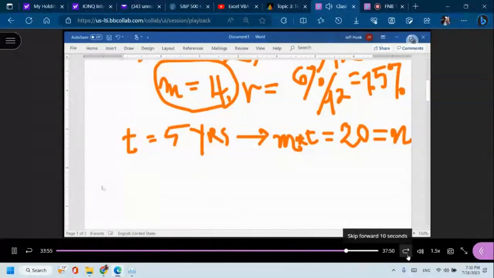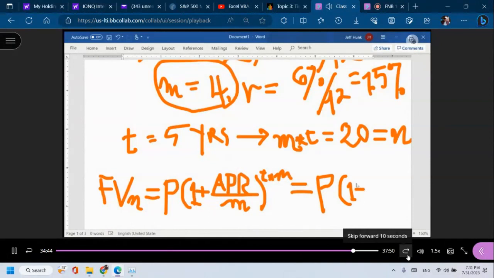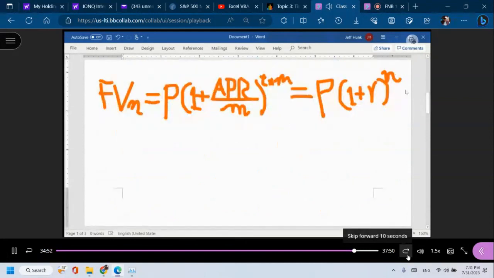So if we rewrite the same problem, the future value is P times 1 plus APR over M, raised to t times M. But this is, once again, back to P times 1 plus r raised to n. But this time, r and n are different.